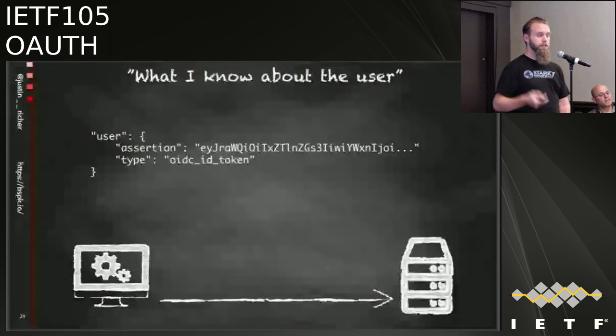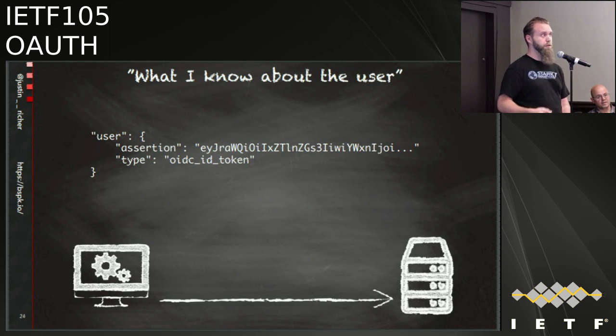This could be an assertion. This could be a set of verifiable credentials that I'm posting. This could be a username and password. This could be any number of things that I've collected and know about the user that I want to be able to tell to the AS. So we need to have a flexible way to assert that information to the AS and let the AS make its decisions.